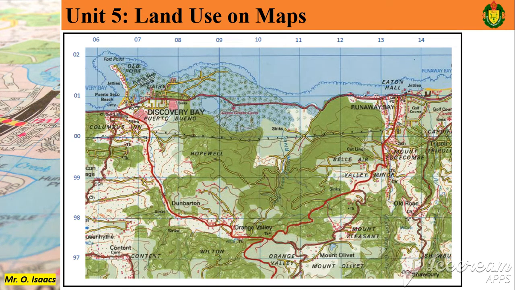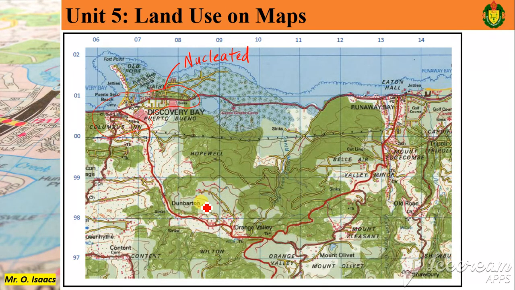So in the previous video, we were able to identify the settlement patterns. So now we're going to apply this to this map. If we look at Discovery Bay, what kind of settlement pattern can we see from observation here? We see that the settlements are close together. We see that they're joining at a junction, and we see built up areas. So definitely this would be an example of a nucleated settlement pattern.